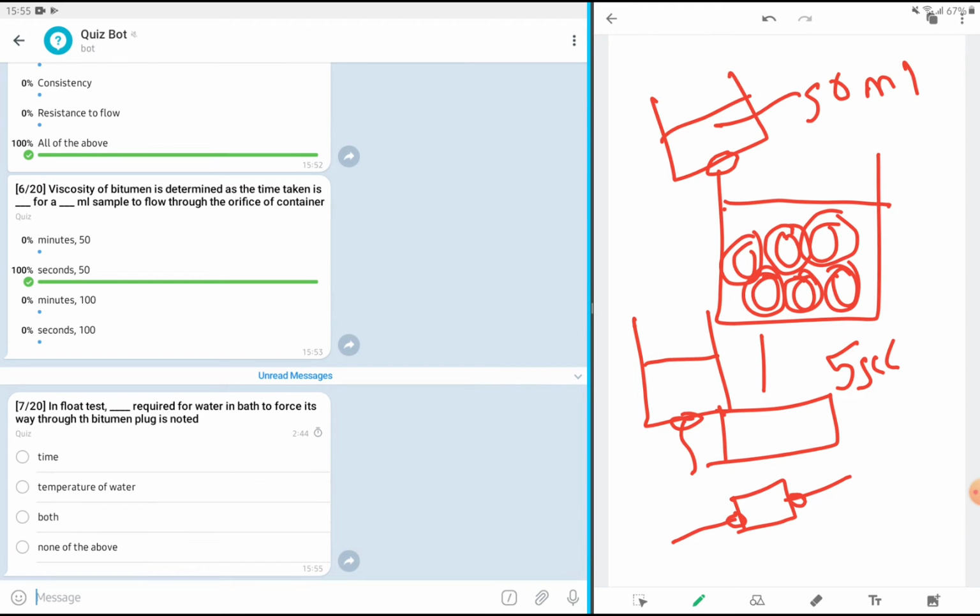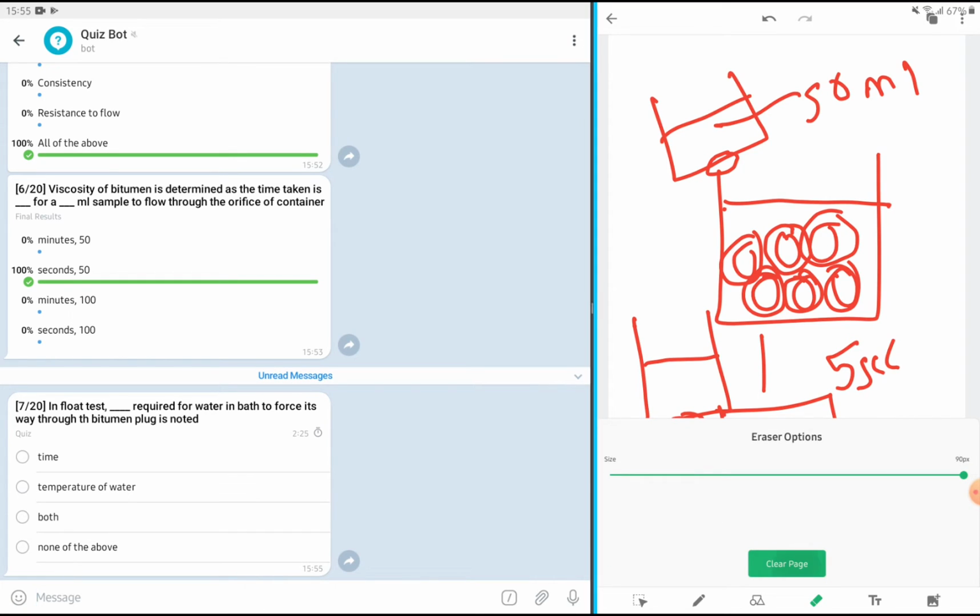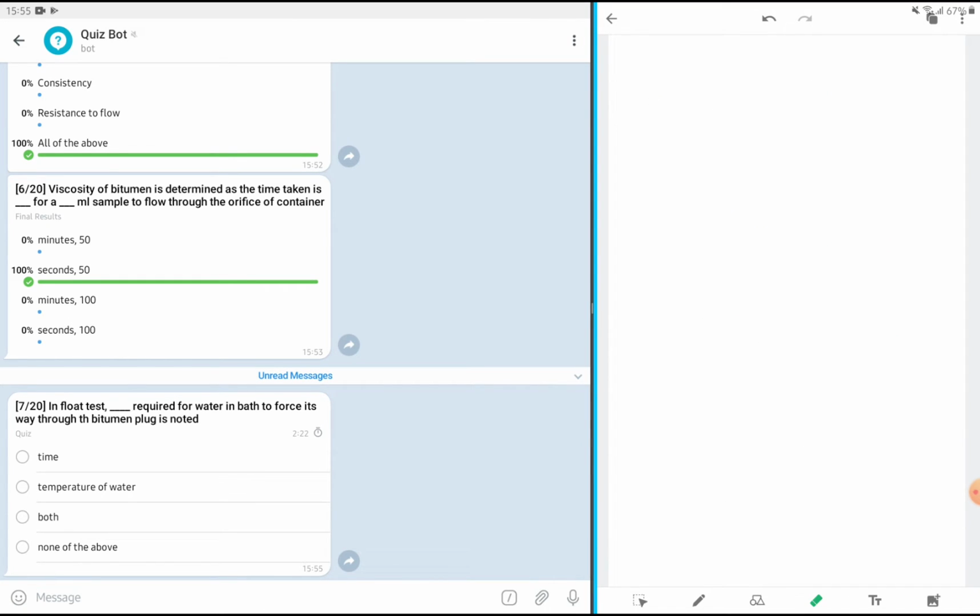Let's go to the next question, which is: in the float test, fill in the blank required for water in the bath to force its way through the bitumen plug is noted. What are we noting down regarding the bitumen sample in the float test? Same as in the viscosity test, here we will be noting down the time required for the water to enter the aluminum float which is fitted with a bitumen collar at the bottom.